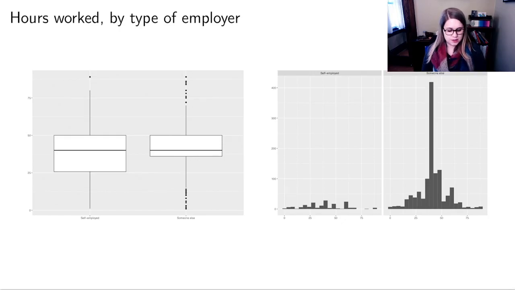So here, this is the histogram for someone else. You can tell that the bulk of the data is there. It's centered around 40, but there's a lot more people in that category. And the self-employed, maybe it's also centered around 40. It's a little bit harder to tell. So when we talk in synchronous class, I'd love to hear if you have a preference between these kinds of plots or some benefits and drawbacks of each of them. But they let you see similar things.